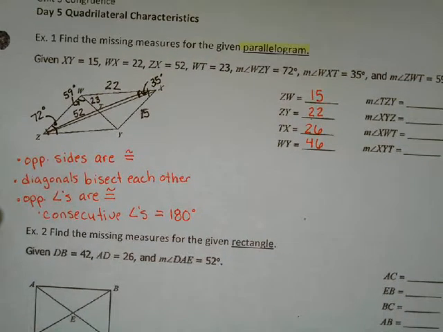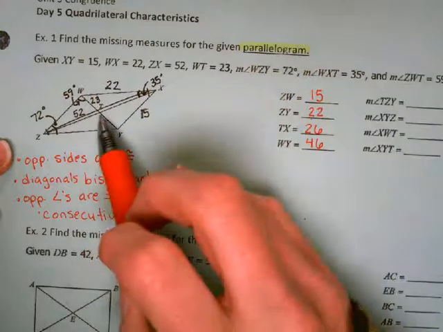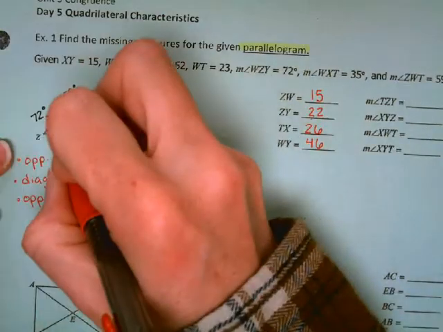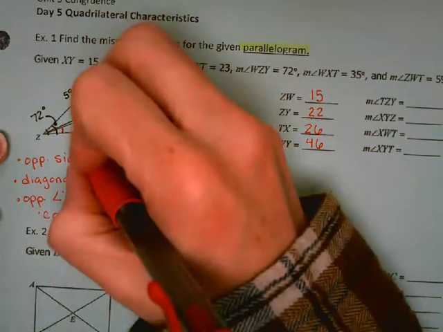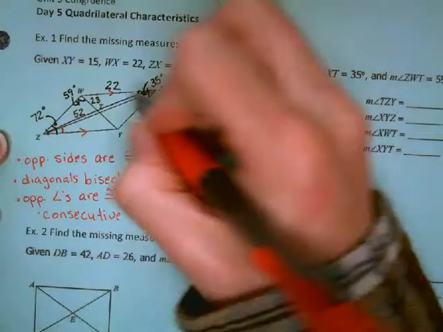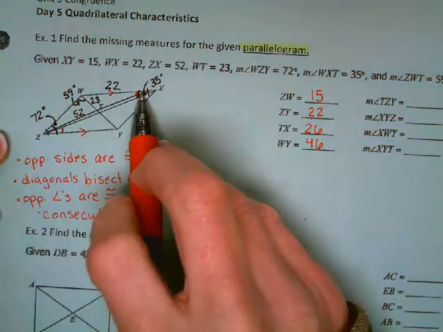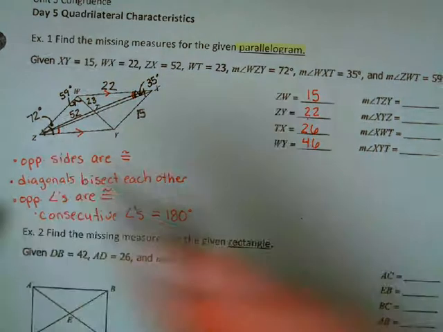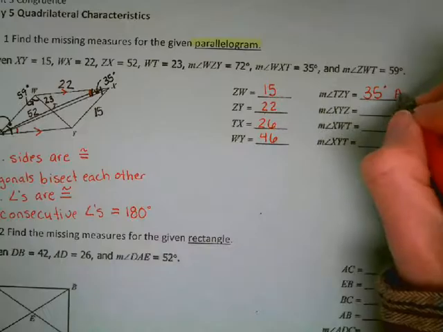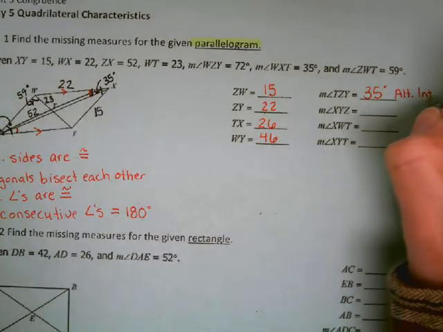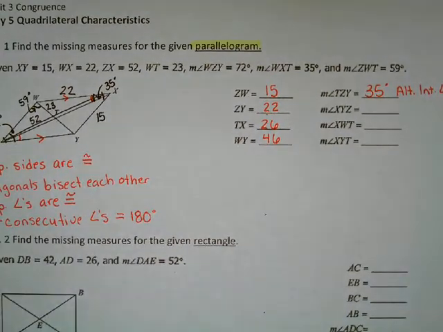So let's see. We have angle TZY. This angle right here is what we're trying to find. Okay, so one thing we do know is these lines are parallel. So if you look up here, this angle here should match that angle there. So we know if that's 35, this one has to be 35. And I'm just going to write over here, the reason I knew that is because those were alternate interior angles. So parallel lines can still play a factor in these, because opposite sides are parallel.